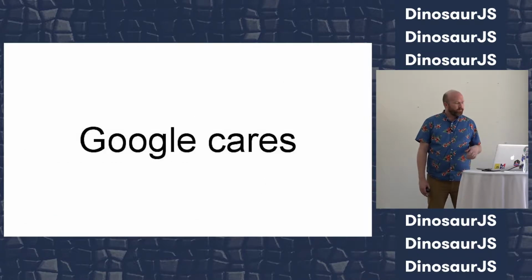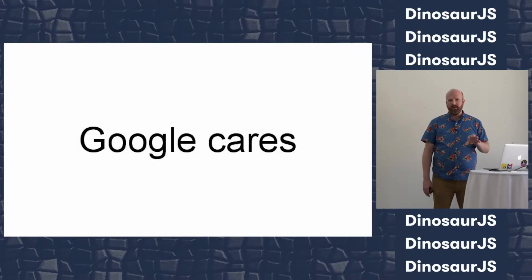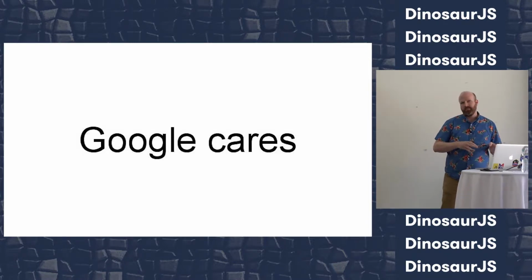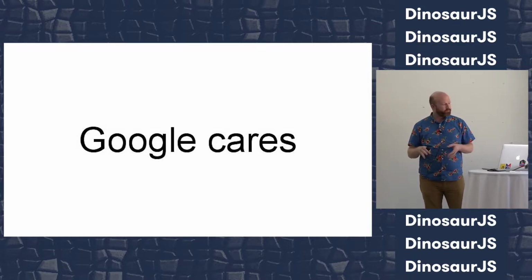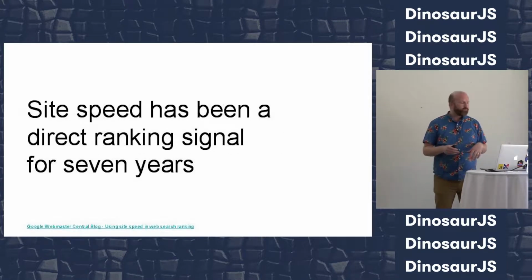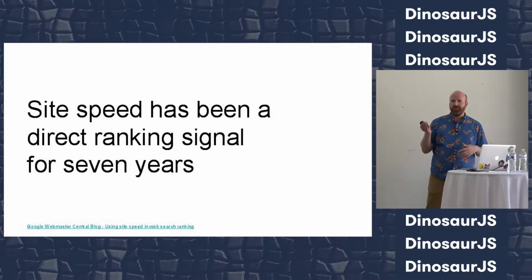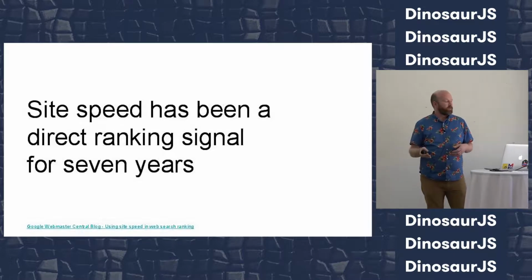The other reason is that Google cares. Some of y'all may be aware that Google recently pivoted their entire developer relations team to shaming developers of slow websites on Twitter. But this is actually something they cared about for a long time. Site speed was first publicly announced as a legit ranking signal seven years ago in 2010.